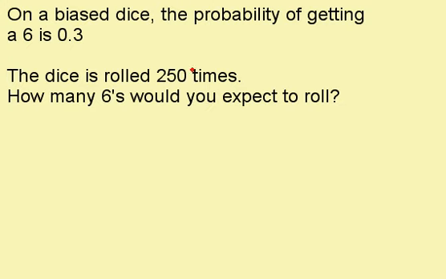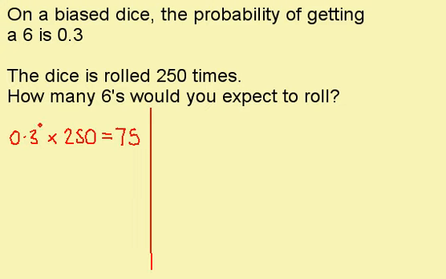To work out how many sixes I'm going to get when I roll the dice 250 times, I need to do 0.3 times 250. If this question is on the calculator paper, you just type this straight in and get the answer 75. If this question isn't on the calculator paper, you need to use one of the two following methods.